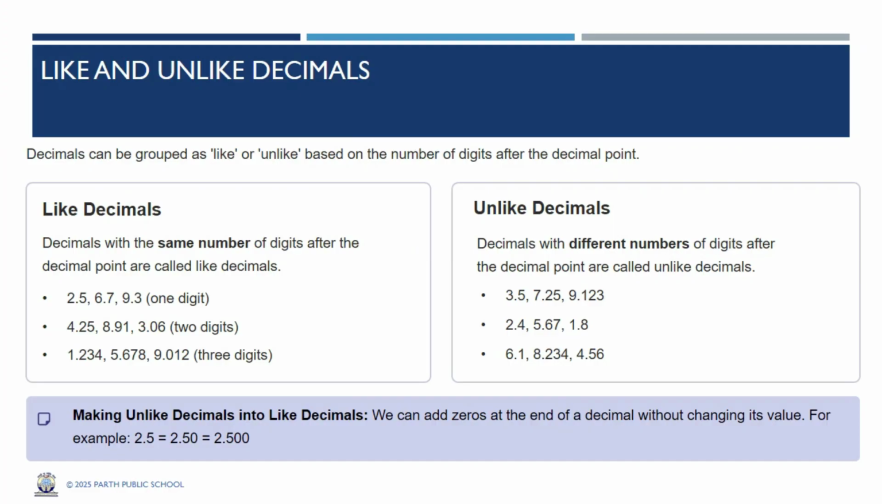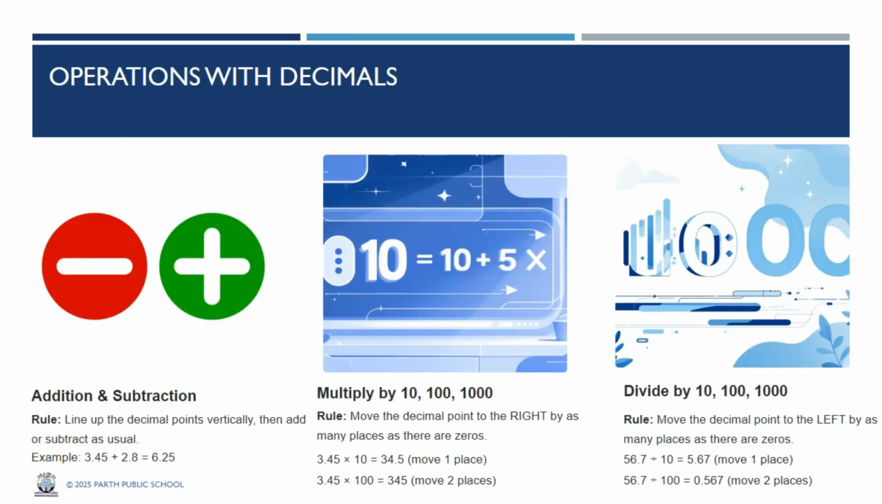To make unlike decimals into like decimals, we can add zeros at the end. For example, 2.5 is equal to 2.50, which is equal to 2.500. Adding zeros does not change the value of a decimal.